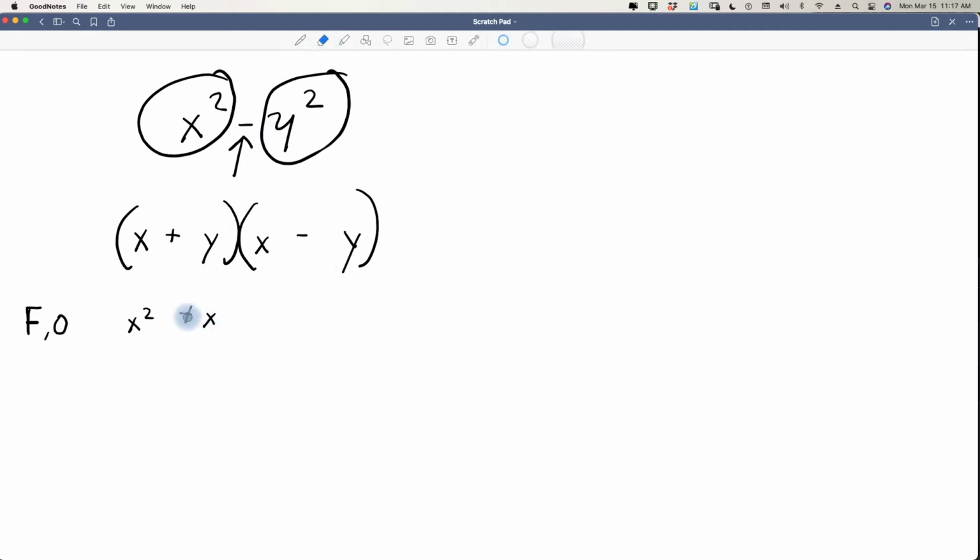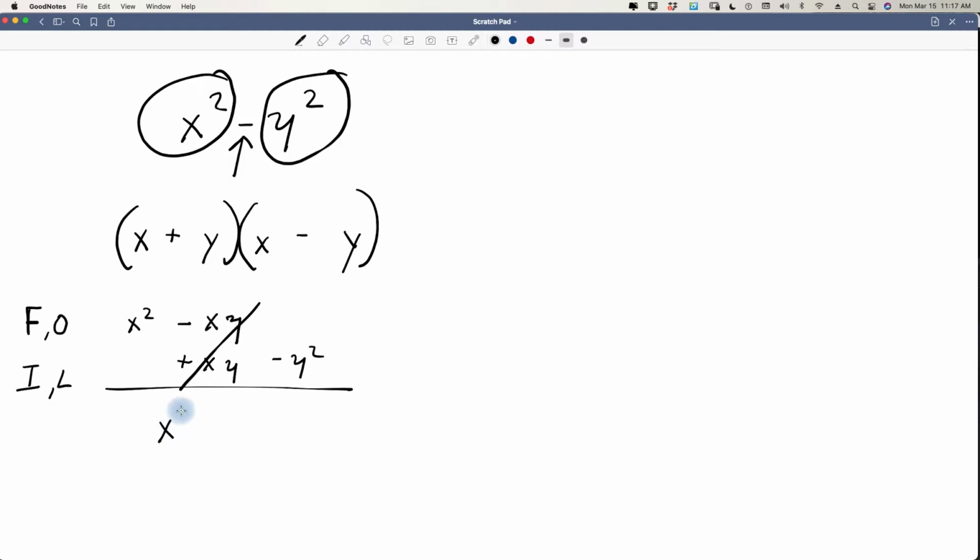Negative xy. Could be positive. It just depends on where you put your plus and where you put your minus. Your inner term, which is plus y times positive x, is going to give you a positive xy. And then positive y times negative y is going to give you a negative y squared. That's your last term. When you combine that, these are opposites, so they cancel out. So all you are left with is x squared minus y squared.